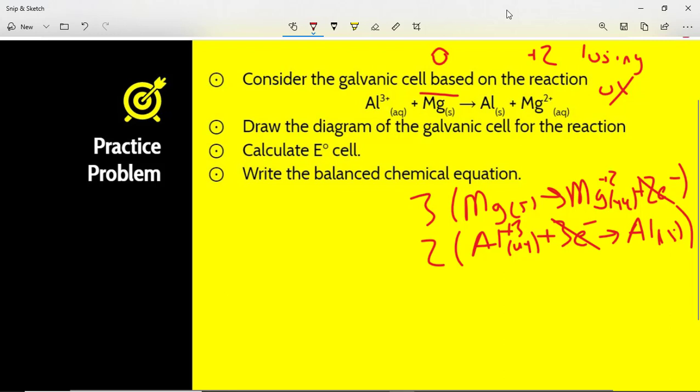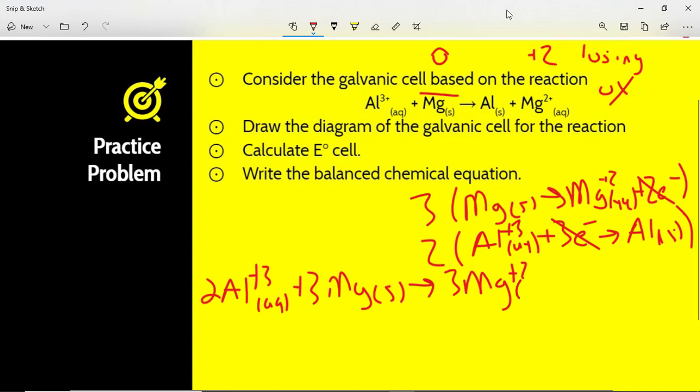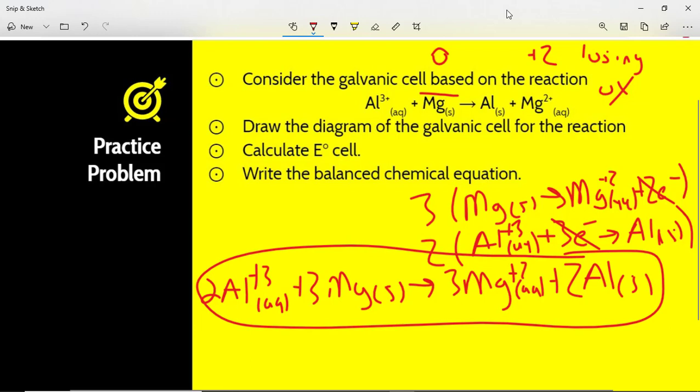And then what we end up with is our balanced equation. So we end up with 2Al plus 3Mg2+ aqueous... wait, 2Al3+ aqueous plus 3Mg solid yields 3Mg2+ aqueous plus 2Al solid. And that's our balanced equation there. Okay. So again, not too difficult. Just take your time, go through it, and read each question very carefully. Follow the directions, and you guys will be in good shape.